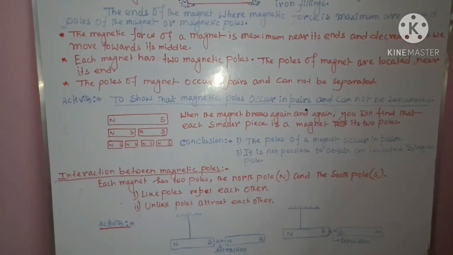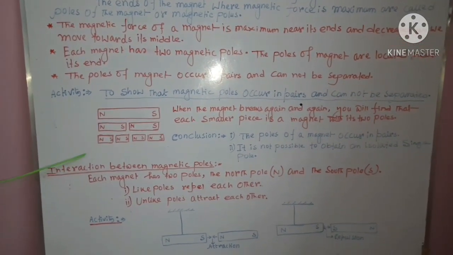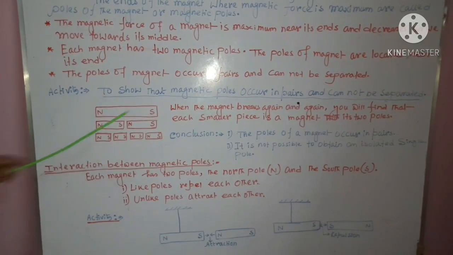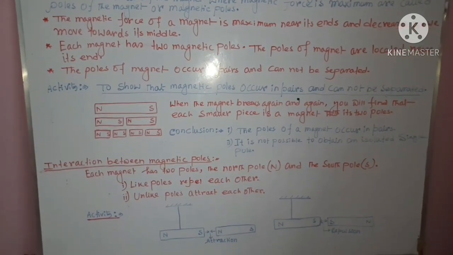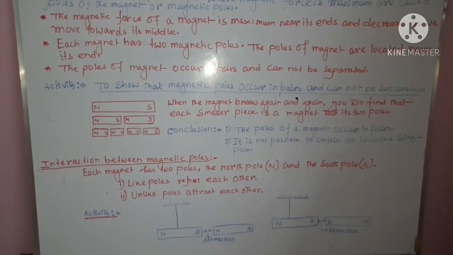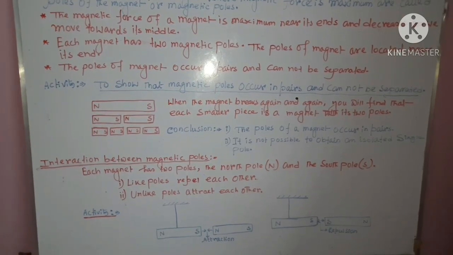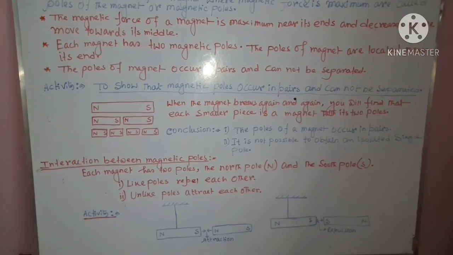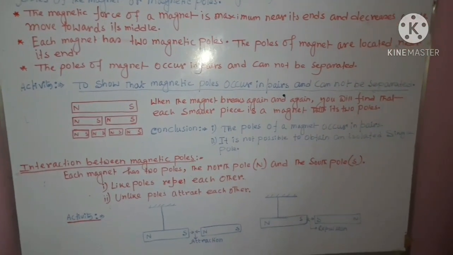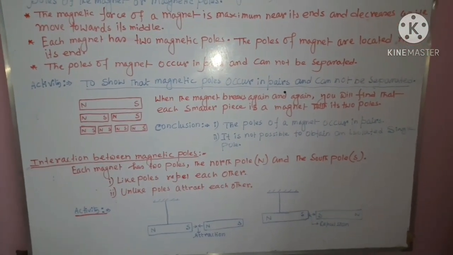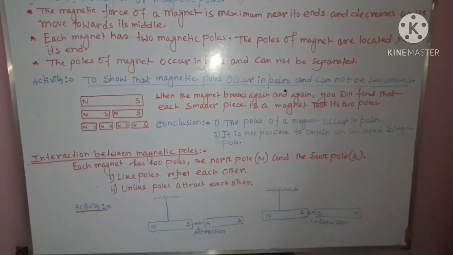Now, you have to know the interaction between the magnetic poles. We know that a magnet has two poles, north pole and south pole. Like poles, means north pole or south pole, repel each other with a force, and unlike poles, means north pole and south pole, attract each other with a force.